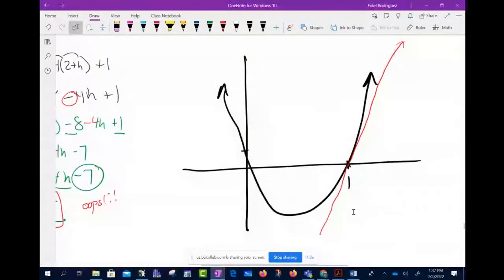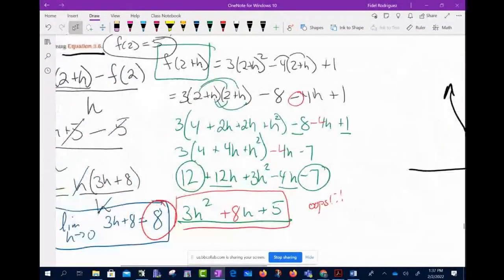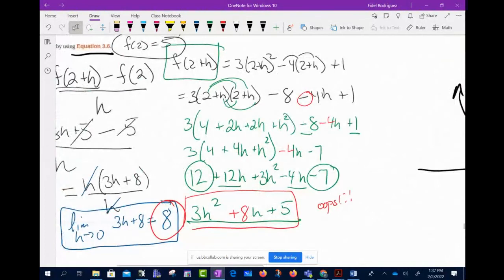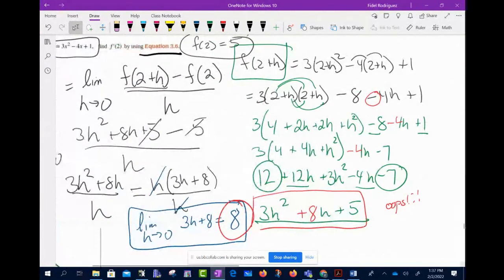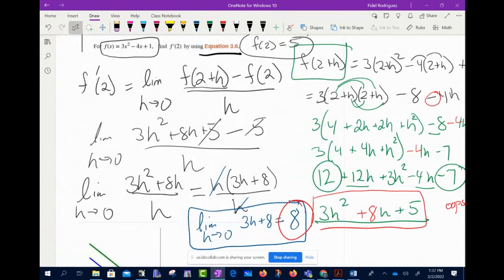And tell me, John. That's right. f prime of 2 is 8. We already did the limit right here. We did the limit as h approaches 0 of 3a plus 8. That's how we came up with 8. Right? We took our limit. So guys, remember what the derivative at a point is telling me. The derivative at a point is telling me the slope of the tangent line at that point.